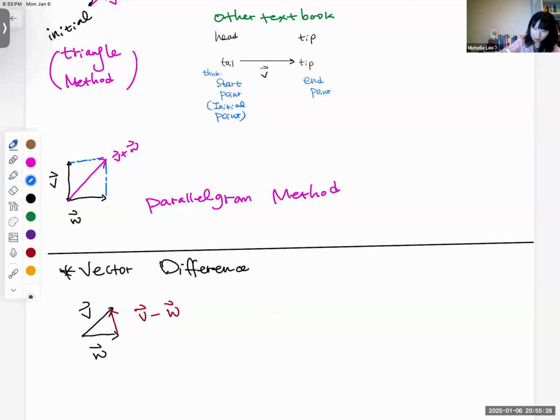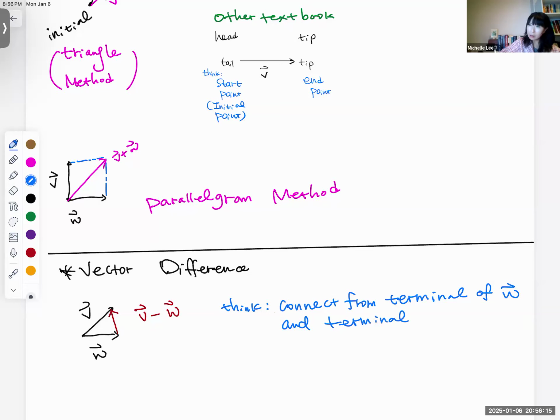So let me write down, think, connect from the terminal of vector w, and let me write down w, and the terminal of vector v. All right.